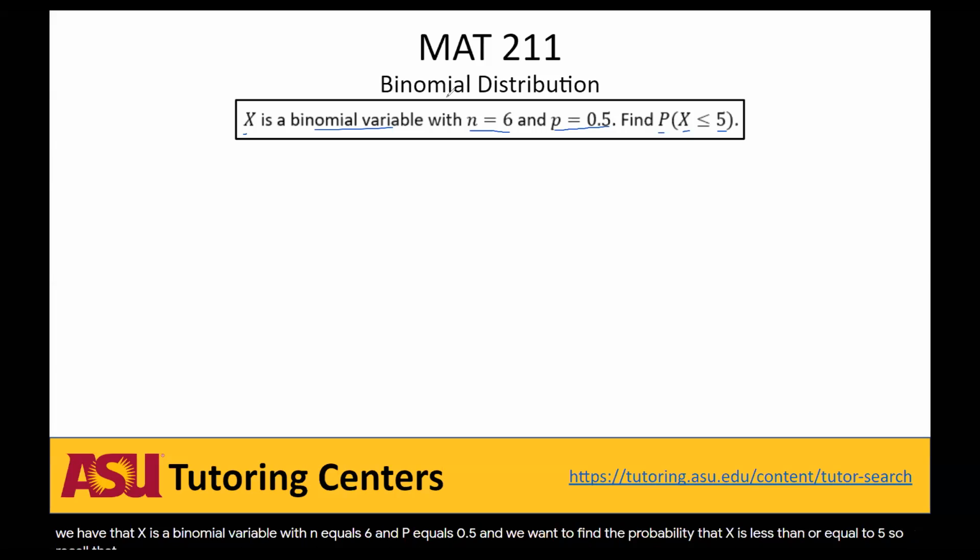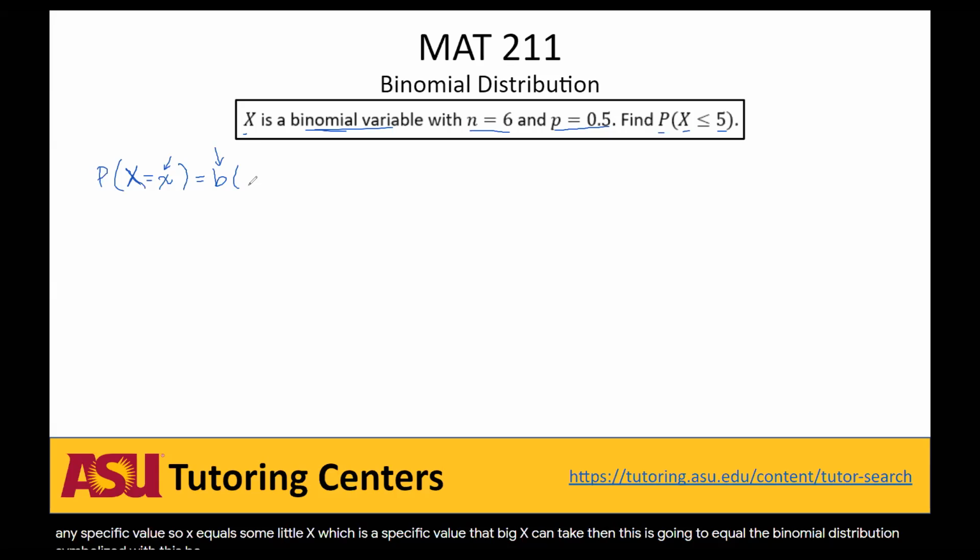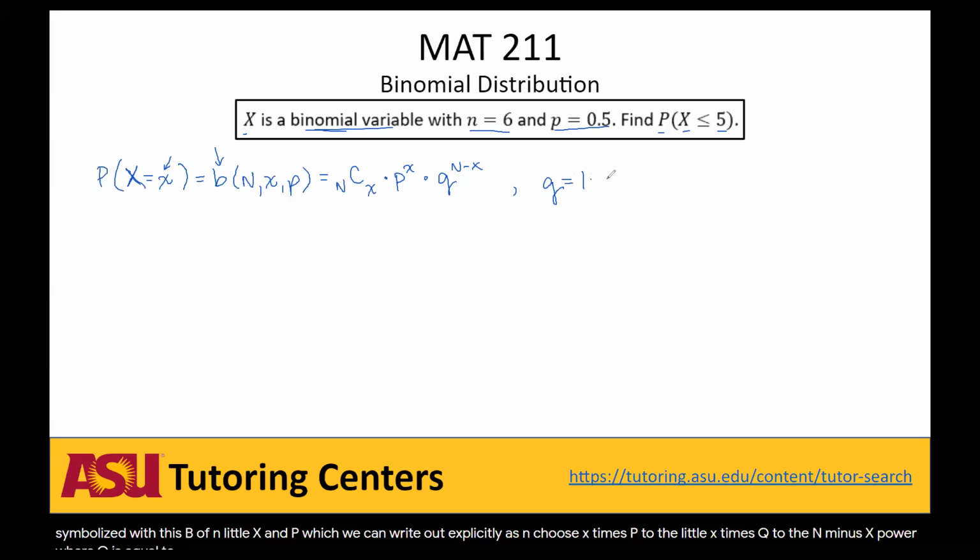So recall that when we have a variable from the binomial distribution, then the probability of being any specific value, so x equals some little x, which is a specific value that big X can take, is going to equal the binomial distribution, symbolized with this b, of n, little x, and p, which we can write out explicitly as n choose x times p to the little x times q to the n minus x power, where q is equal to 1 minus p.